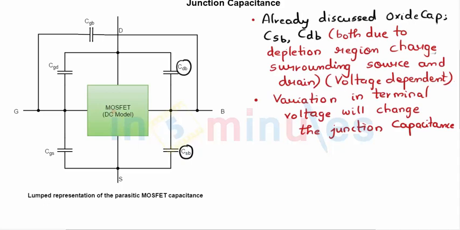The agenda of this clip is to study junction capacitance. In the previous clip, we have already seen the lumped representation of the parasitic MOSFET capacitance. In case we have not, then it's very simple.